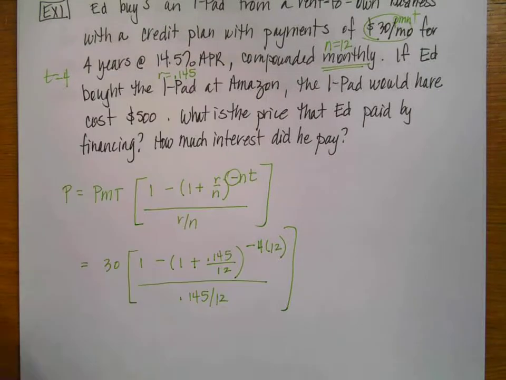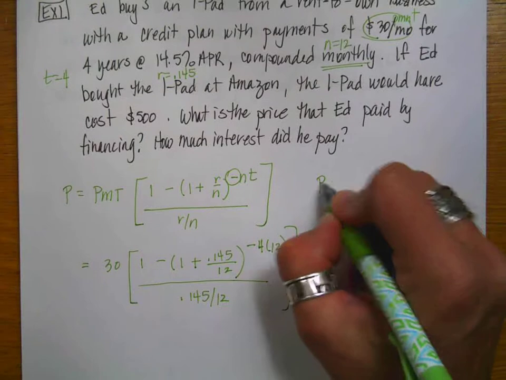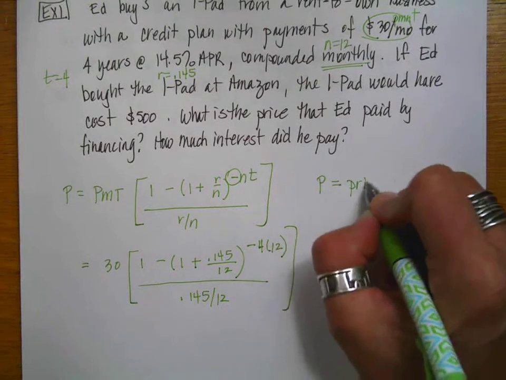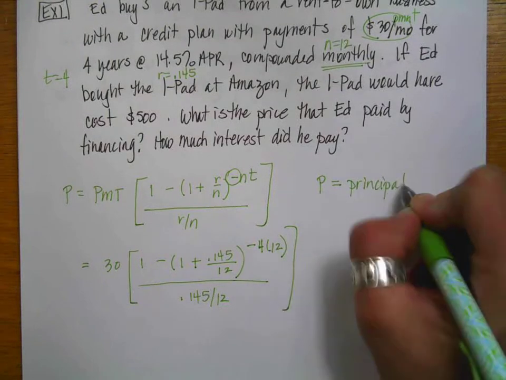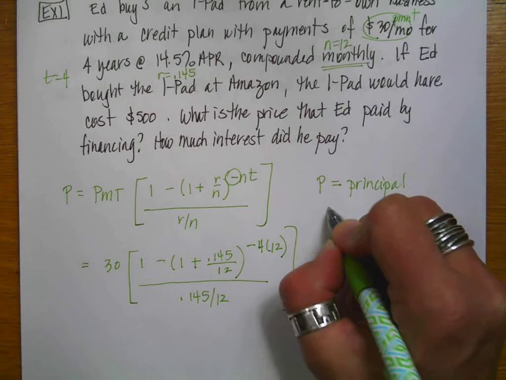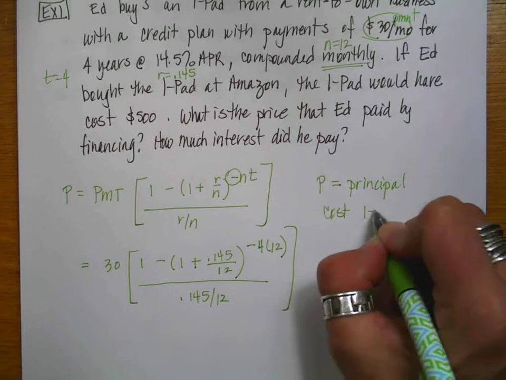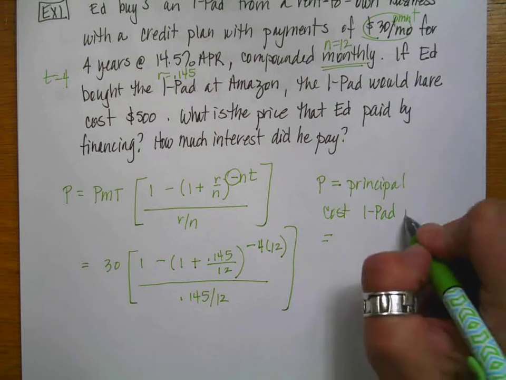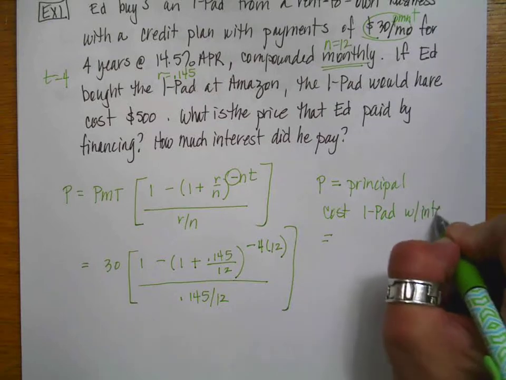And when I do, I get that my purchase price, P, is going to equal, so this is the principal, and in this case it's going to be the cost of the iPad with interest. Okay, I'm going to put with interest.